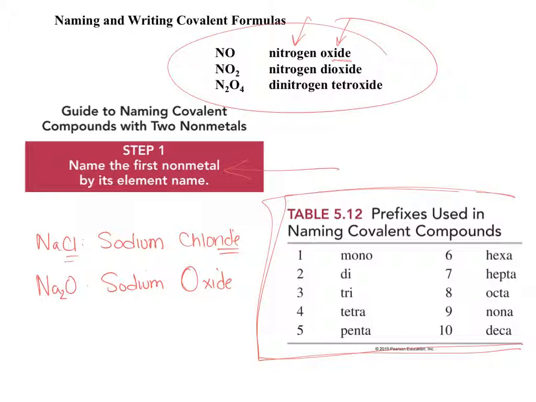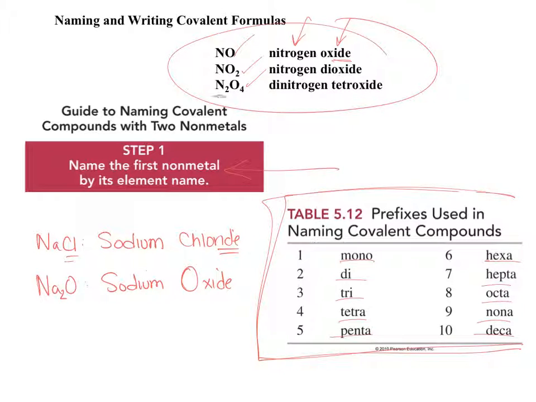Your regular tests, they're open book, quizzes, things like that. So you've got your prefixes. In covalent, and only in covalent, we use these prefixes to indicate quantity. So for instance, anything that has NO in it, if we just named it like we did in ionic, it would be nitrogen oxide. However, there's several different ways nitrogen and oxygen can come together to make molecules. And we've got to be able to distinguish in their names whether it's NO, NO2, N2O4.